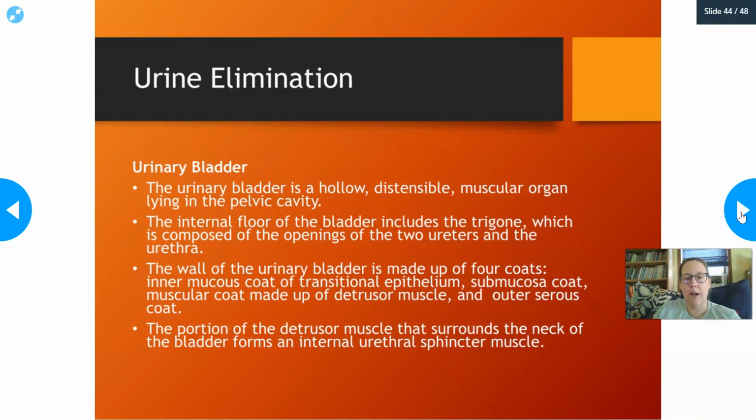Then the urine arrives in the urinary bladder. The bladder is a hollow, distendable muscular organ that is in the pelvic cavity.